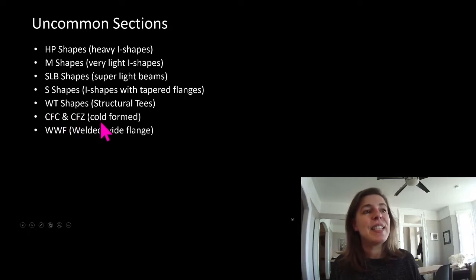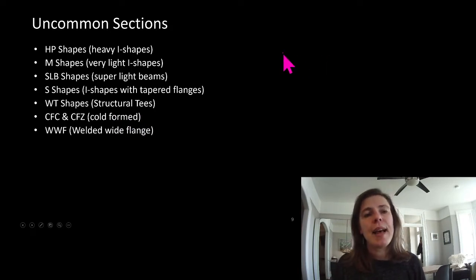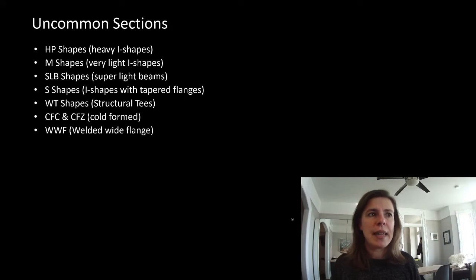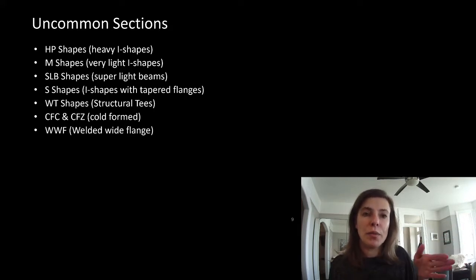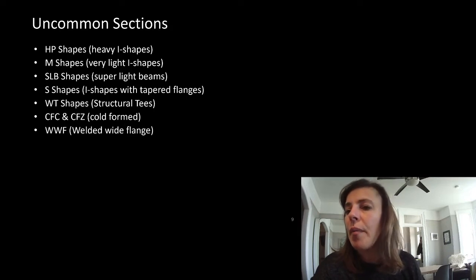CFC and CFC are cold formed sections. Those would often be used as siding to help support cladding. So if we have columns every 3 meters or something like that, these would span from column to column, and then the siding would span to it. They're usually very light, small sections, and they're not usually part of the main structural steel scope.